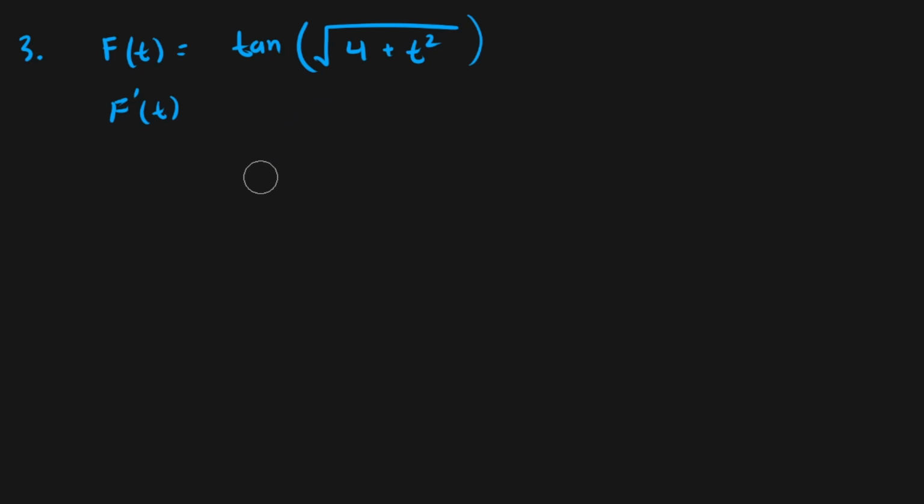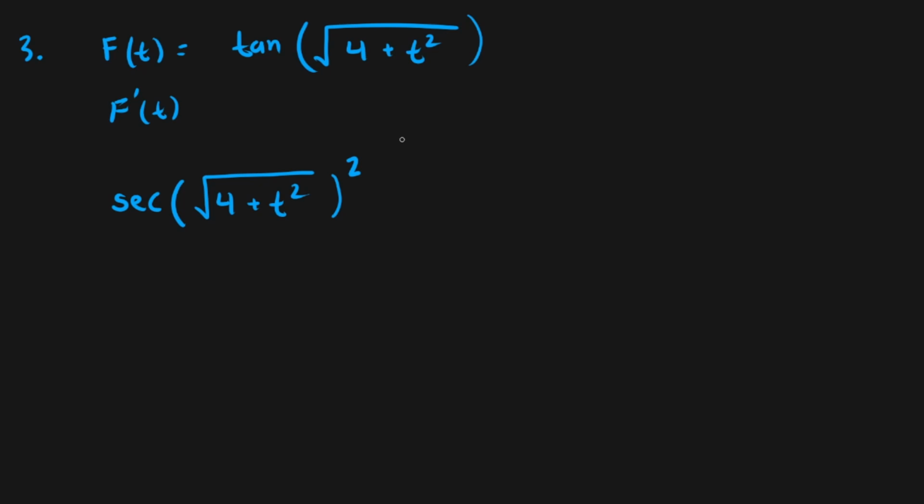For our third problem, let's have f of t equals tangent of the square root of 4 plus t squared, and we're trying to find f prime of t. In this case, we're going to have to use the chain rule. So first, let's work from the outside in. Let's take the derivative of tangent x. The derivative of tangent x is secant squared x, and the argument stays the same. So we have secant squared of 4 plus t squared under the square root.